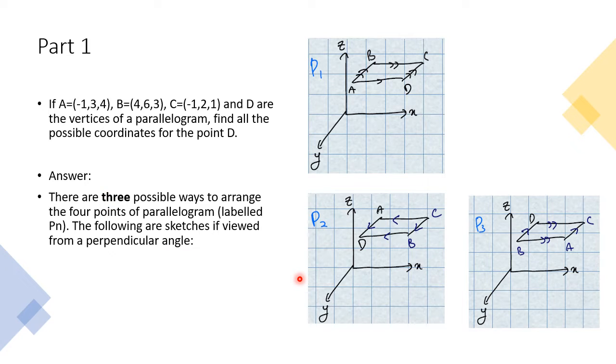So, there are three possible ways to arrange the 4 points of the parallelogram. I'm going to label it as P1, P2, and P3. And these are the sketches, how it looks if you're facing it from a perpendicular angle, meaning you're looking at it directly at a 90 degrees angle. So let's focus on D because D is the missing point. You can put it between A and C, then between A and B, and lastly between C and B. So there are three different combinations. That's why we say there are three possible ways to arrange it.